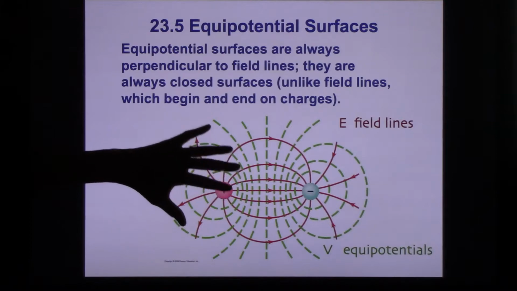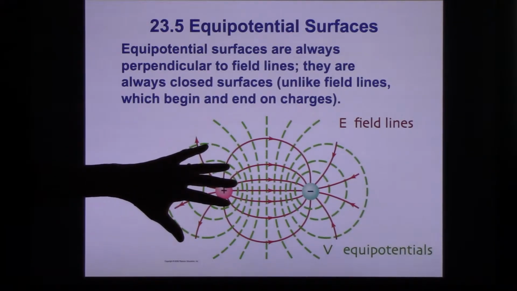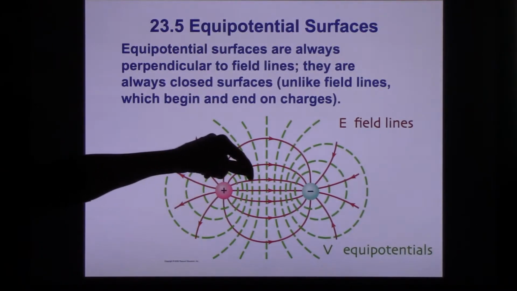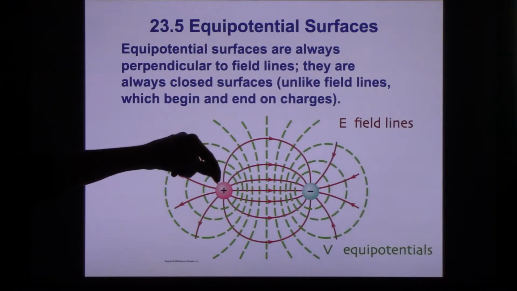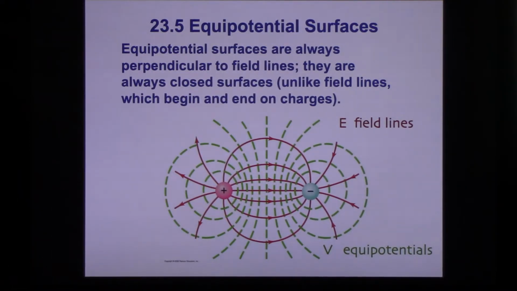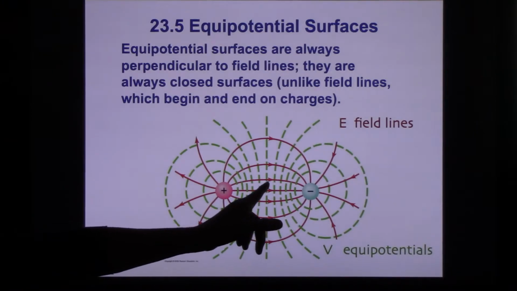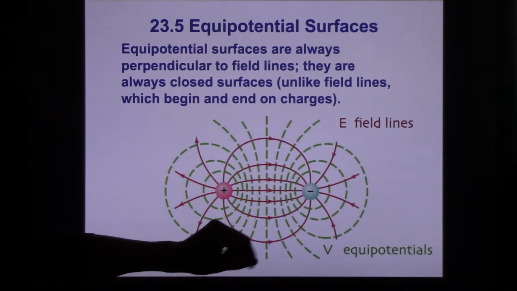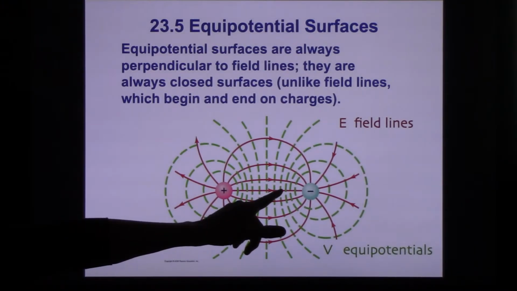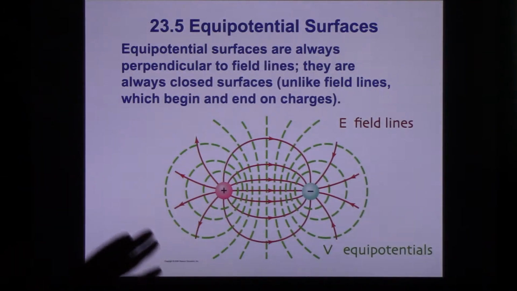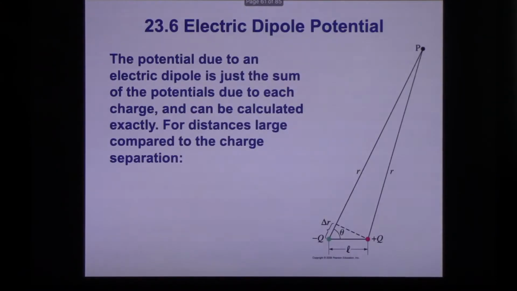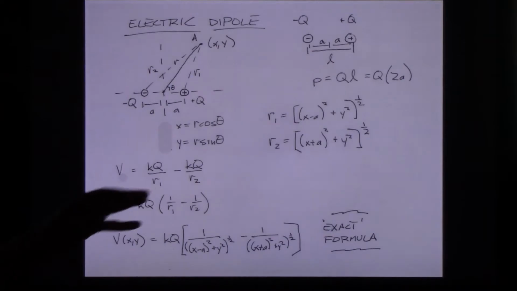All the equipotentials on this side are going to be positive numbers. And as I get closer and closer to this positive charge, those positive numbers are just going to get bigger and bigger. The equipotentials on the other side are all going to be negative. And again, a little negative, more negative, more negative, as I get closer and closer to the negative charge, its potential will dominate.